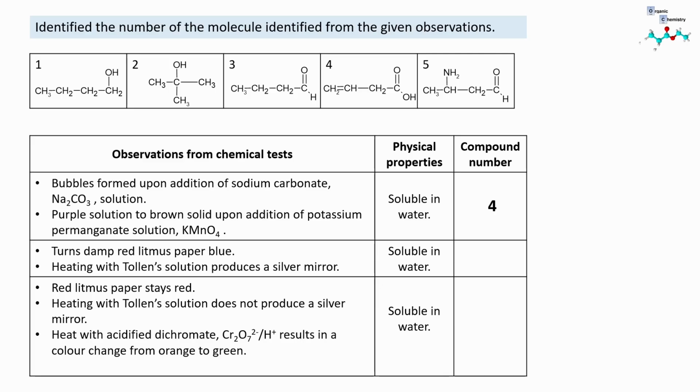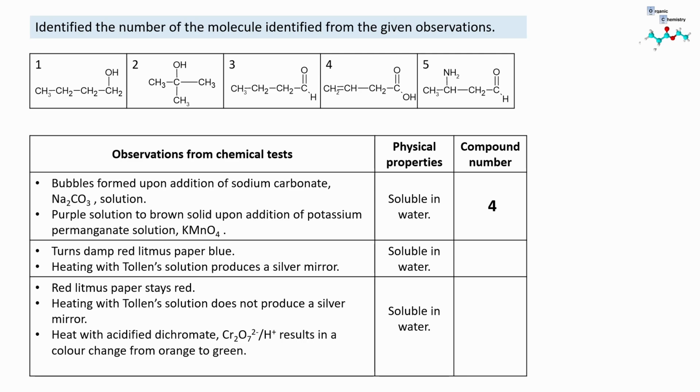So the second one says, the two observations, is damp red litmus paper turns blue. Okay, so that means that there must be a base, and the functional group that is a base is an amine, and we can see that molecule 5 has an amine. We have another observation here. Let's see if this confirms it.